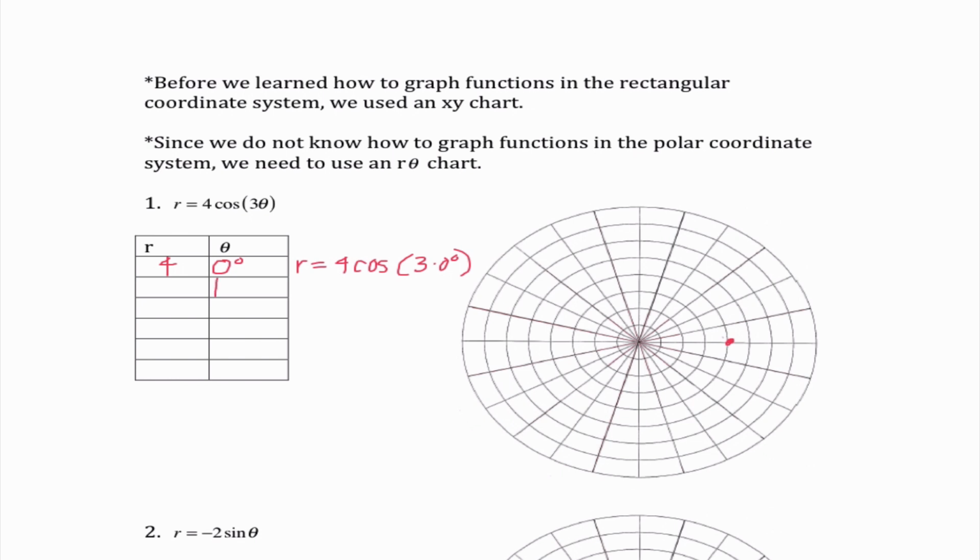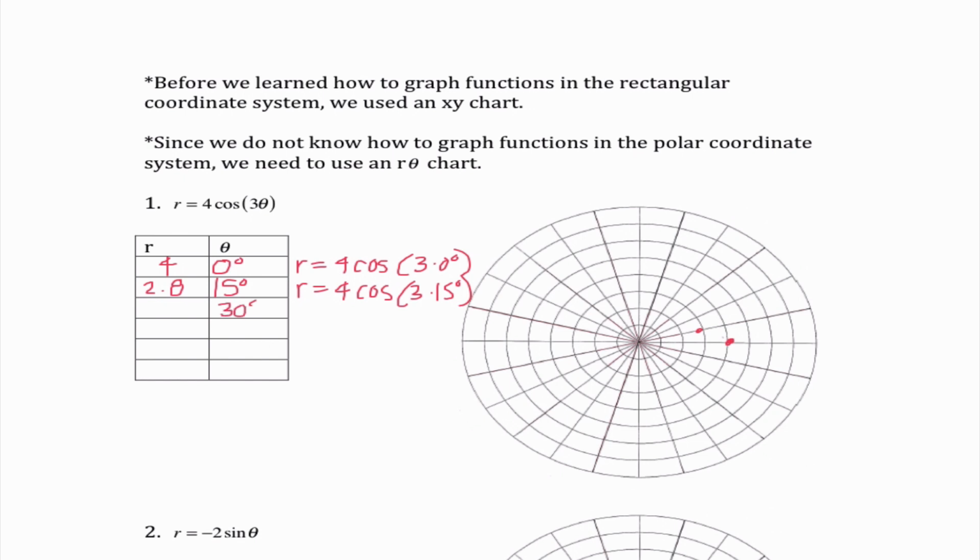Now let's try 15 degrees. So I have r equals 4 times the cosine of 3 times 15 degrees. So that's r equals 4 cosine of 45. And when we put that in our calculator, we get something like 2.8. So that means I'm going out 2.8 and up 15 degrees.